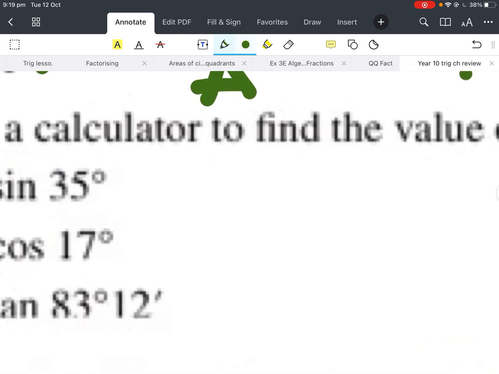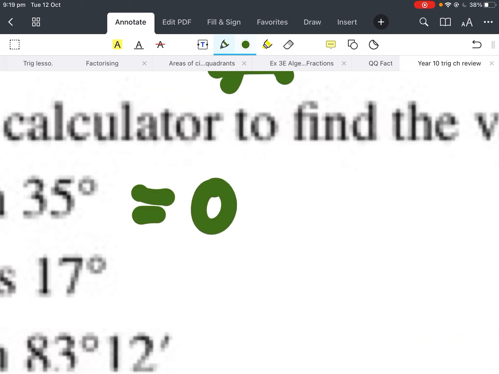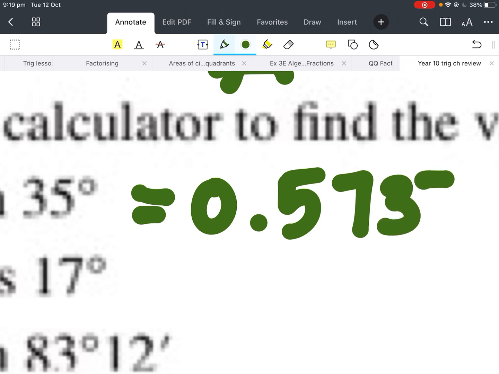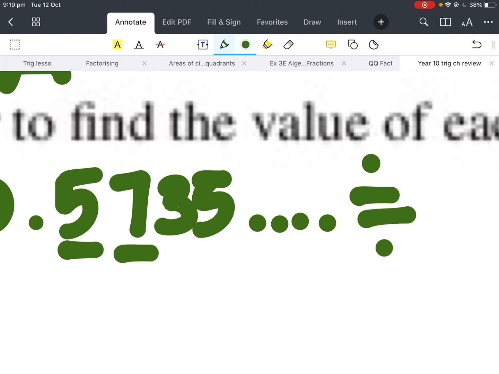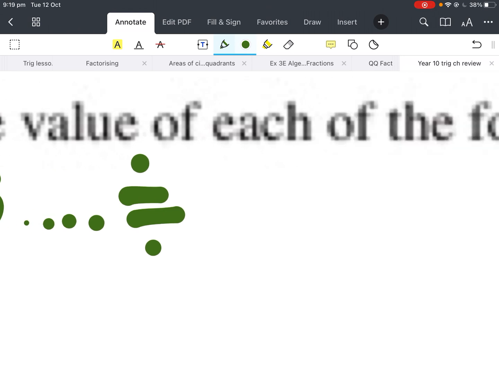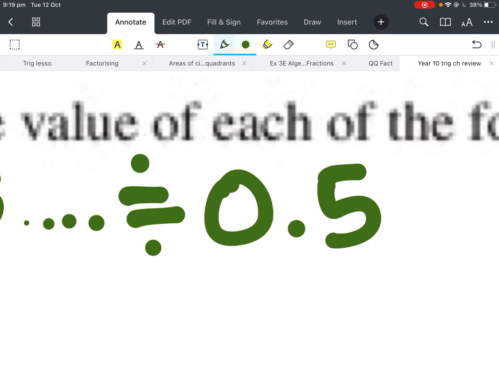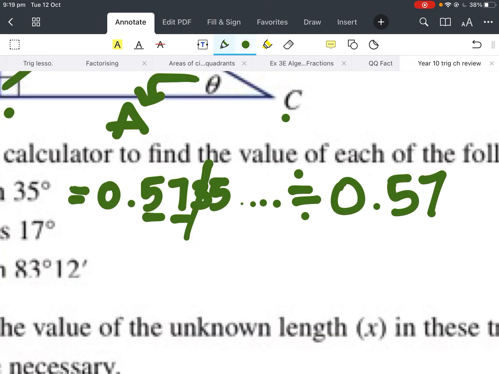Okay, so I got 0.5735. So the 2 decimal places means I keep the 57, but I get rid of the 3. Look at the 3, however. Is it 4 or less or 5 or more? According to the rounding rules, it's 4 or less. So we do not round the 0.57. We leave it as it is.